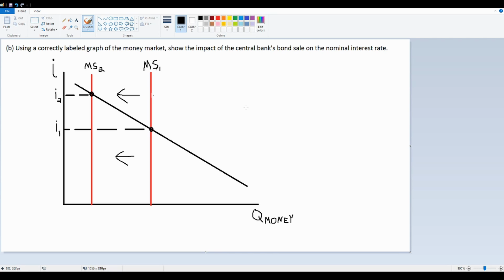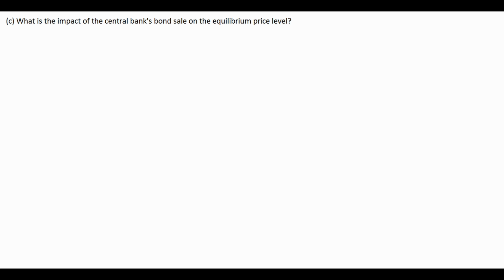We'll move on to question C. So question C asks, what is the impact of the central bank's bond sale on the equilibrium price level? Now this question doesn't need any type of calculations. It basically just needs understanding of how the monetary policy affects the economy. If you understand contractionary and expansionary monetary policy, and you know that in the contractionary we sell bonds and that the money supply decreases, you know that the interest rates will increase.